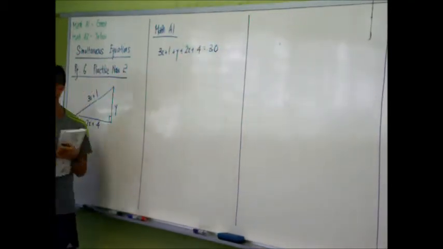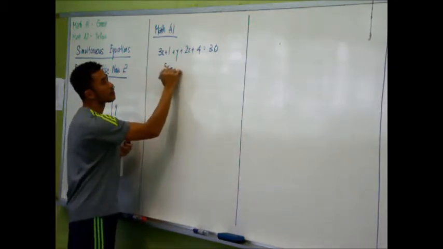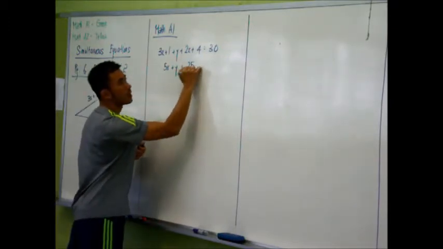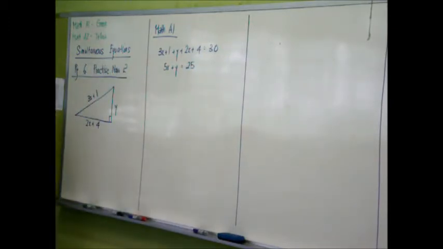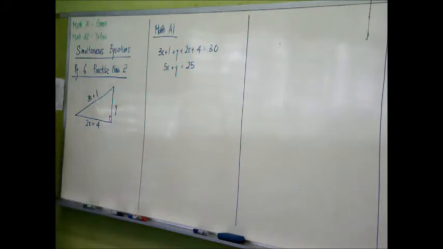This is the perimeter. Am I right? Let's simplify the expression. This is what you have. Am I right? But you learned previously in the chapter of simultaneous equation. Are you able to solve based on this equation? What must you do?